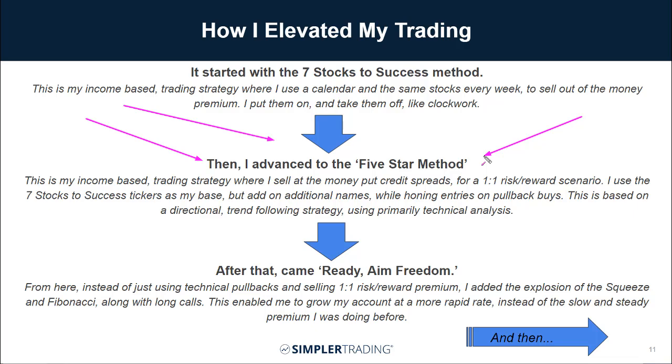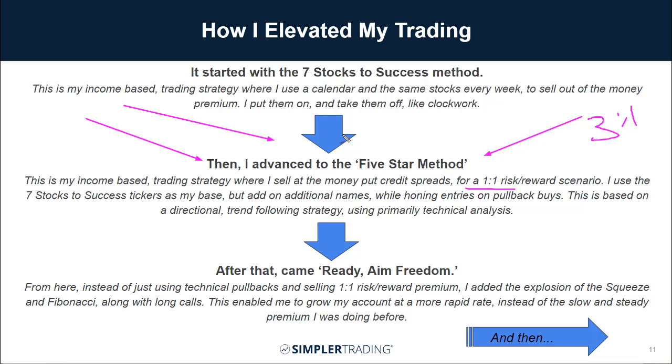These tickers all fit this exact same pattern, and they fit this type of rule set that I can use to make money. And so what I did was I went from using kind of like a 3-to-1 risk reward situation to where I modified it to use a 1-to-1 risk reward scenario. And so of course, when you're doing that, you go from selling out of the money premium to at the money or in the money premium.